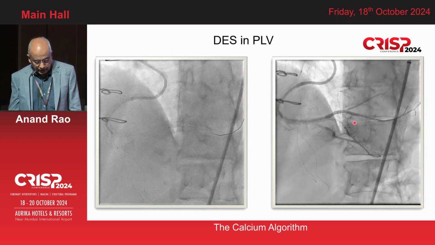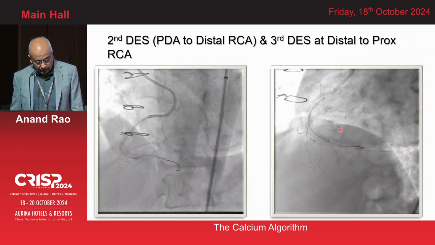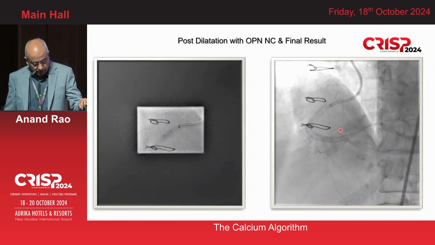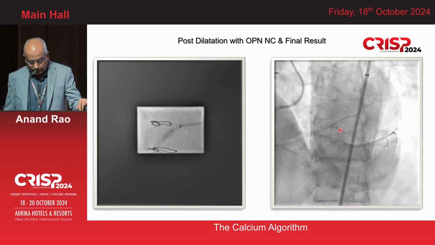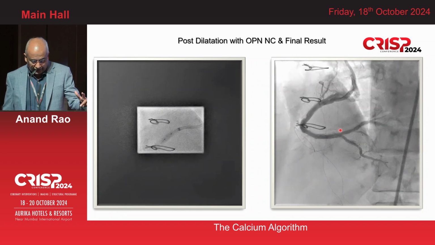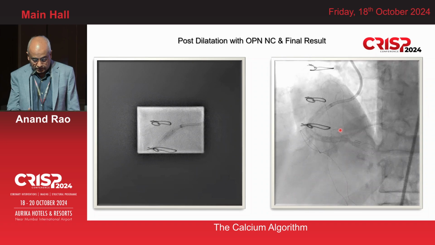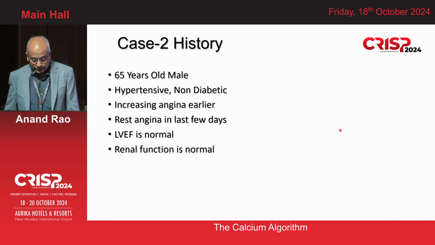As you can see, there's a tight lesion in the PDA also. So we did a balloon dilatation, then stented the PDA, and then put a third stent proximally, overlapping each other. This was the final result. I think that was the most you can get. There's still probably some under-expansion over there, which we did not chase any further.